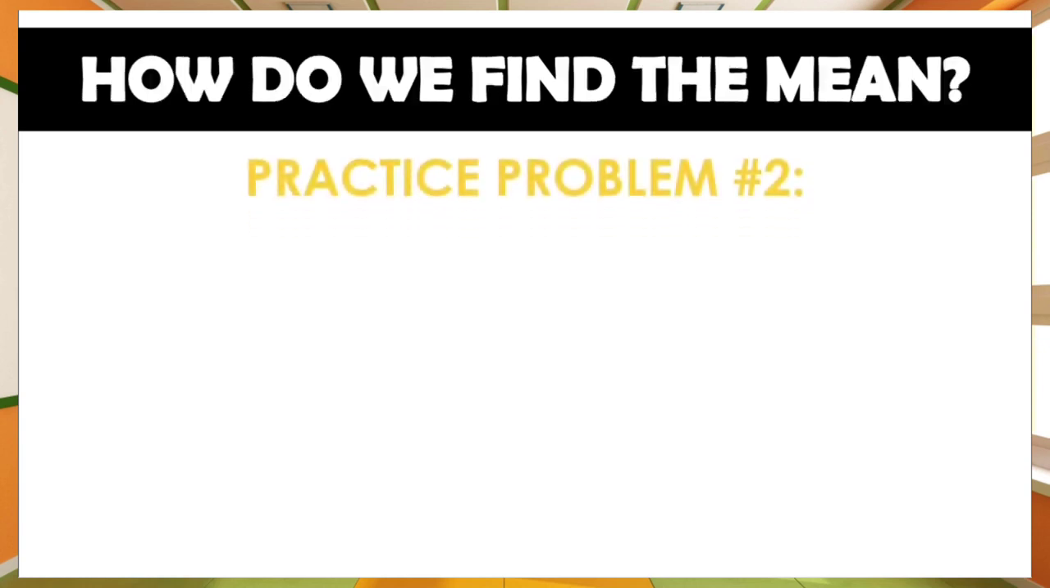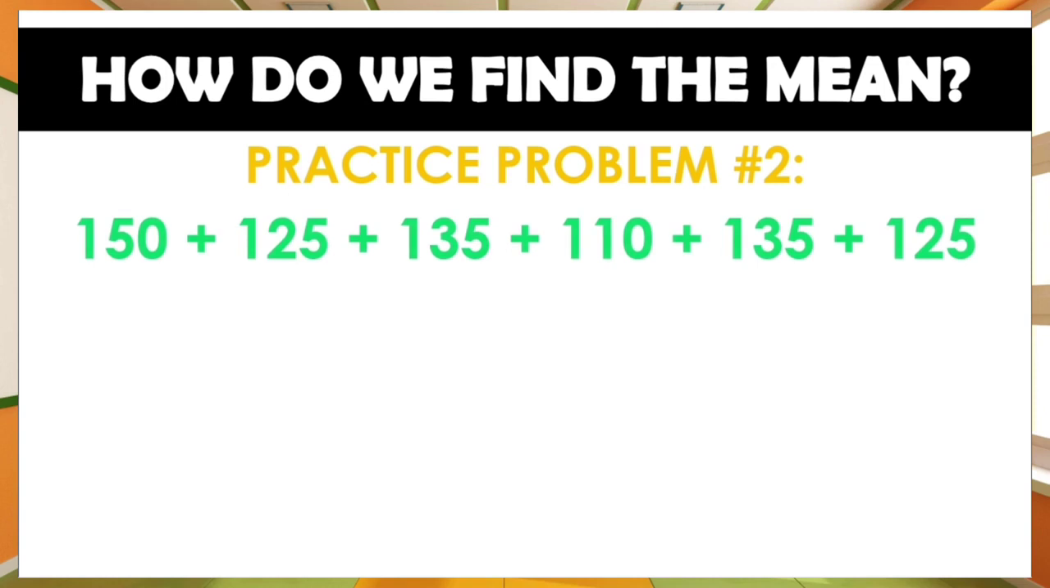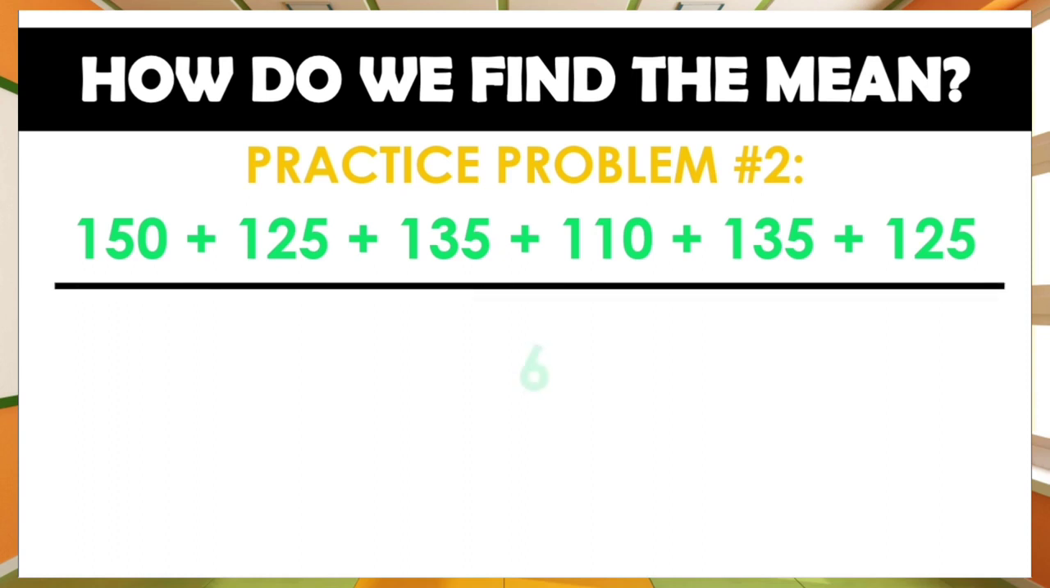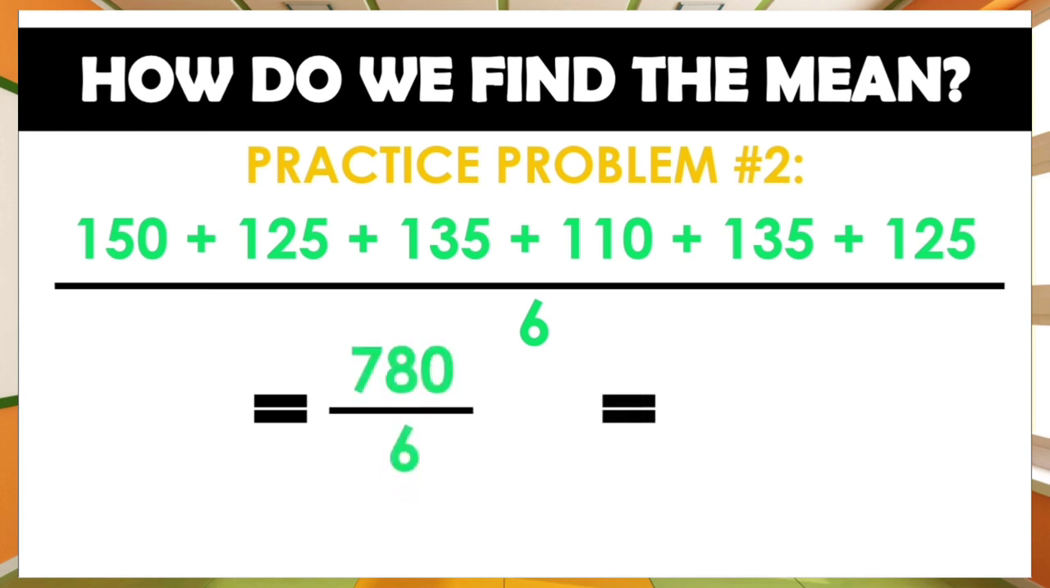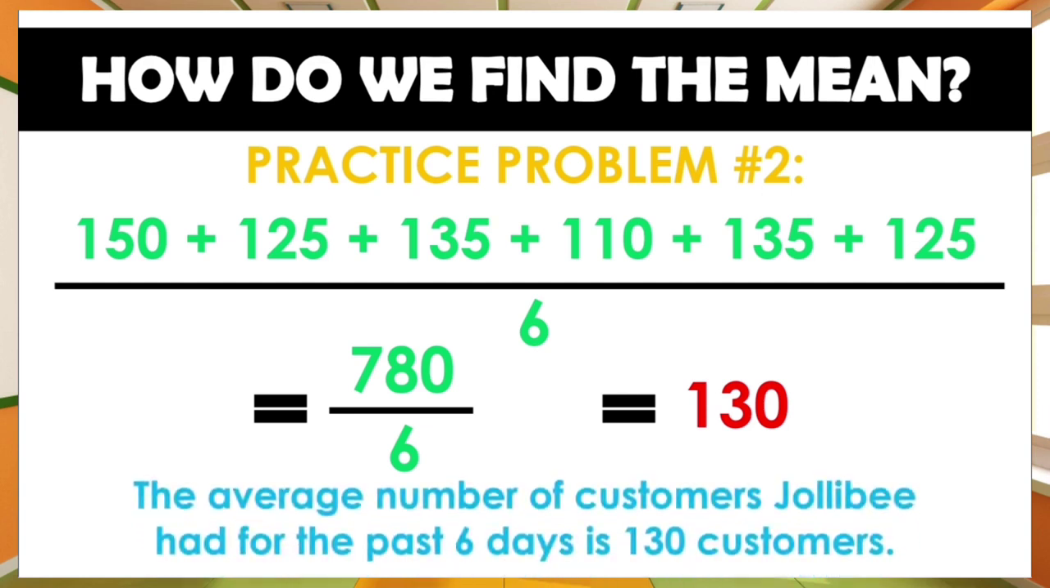To solve for the mean, we have 150 plus 125 plus 135 plus 110 plus 135 plus 125 divided by 6. The sum is 780 divided by 6. The mean or average now is equal to 130. As a conclusion, we can say that the average number of customers Jollibee had for the past 6 days is 130 customers.